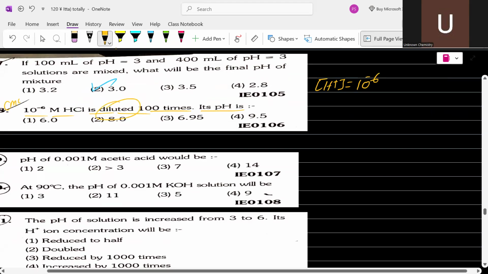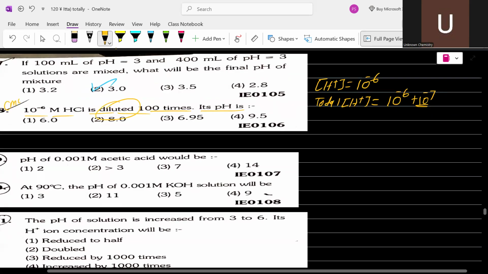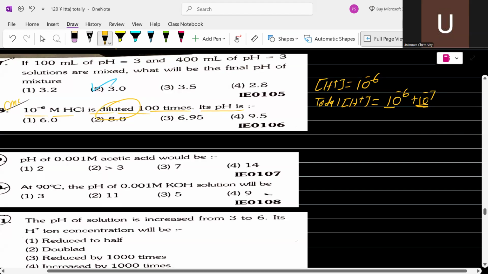Remember this H plus is diluted. That means if we have to consider total H plus ion, that is the sum of 10 is to power minus 6 plus 10 is to power minus 7. Why am I adding here 10 is to power minus 7? Because 10 is to power minus 7 is the concentration of H plus ion which is present in the solution. So when the solution is diluted 100 times, that solution has more H plus ion. Please understand this, 10 is to power minus 6, 10 is to power minus 7.